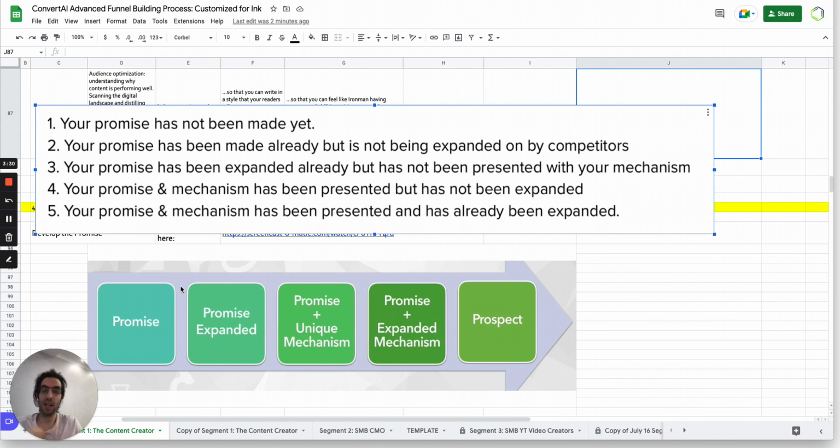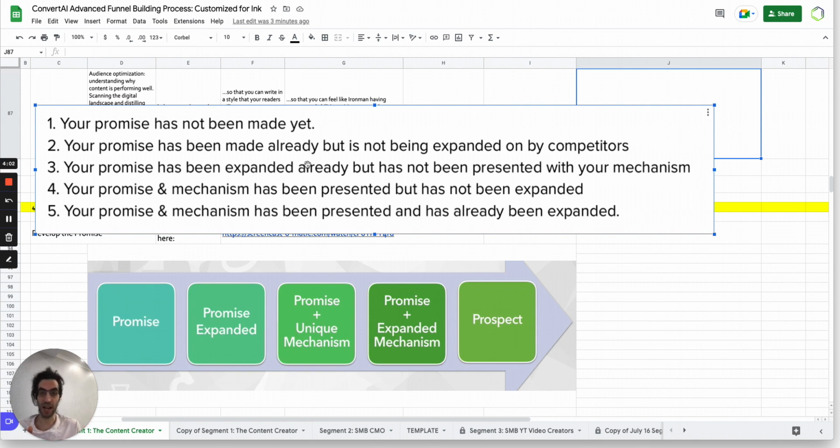So you need to stay constantly updating these things, and you need to have your ear to what's going on in the market. Now, what they needed to do next was, now that they see that a lot of people are making the same promise, they need to expand the promise. You can see here it says your promise has been made already, but is not being expanded upon by customers. So they need to move to stage 2 and say, take our pill and you'll lose 10 pounds within 30 days or your money back. That's a clear, expanded promise.